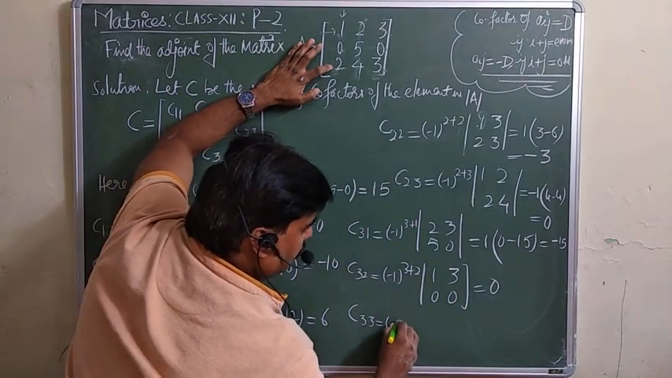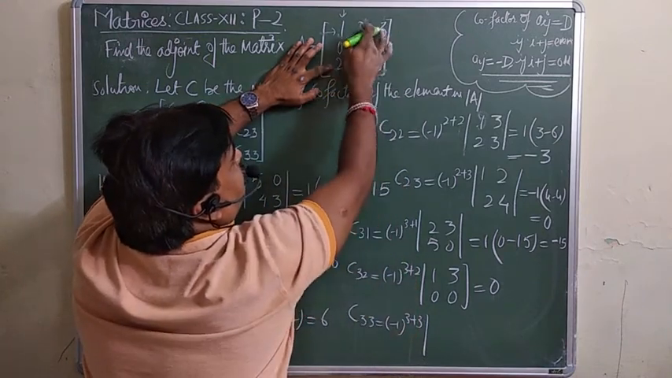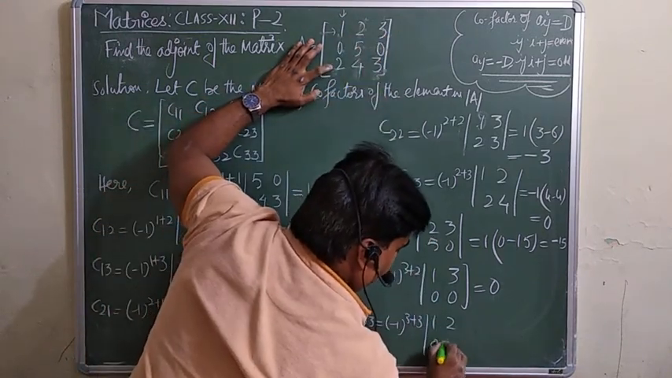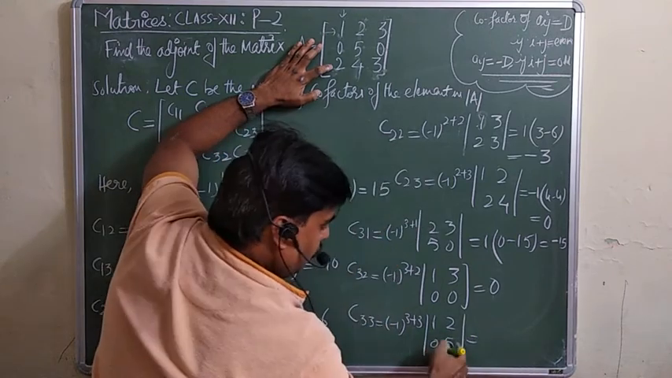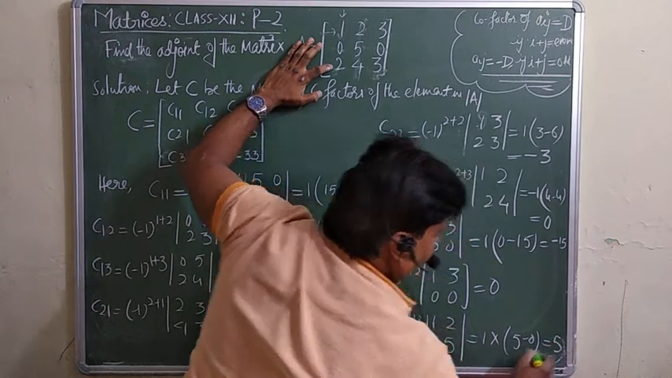C33, minus 1 raised to power 3 plus 3. Third row, third column. So 1, 2, 0, 5. So here you will get 1 into 5 minus 0. So you will get 5.